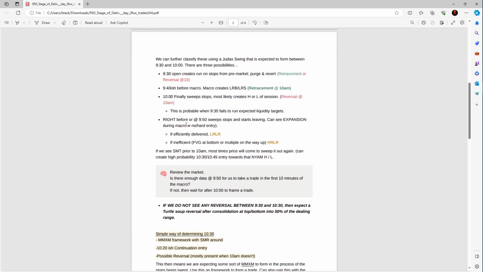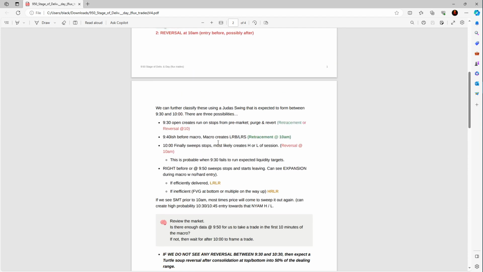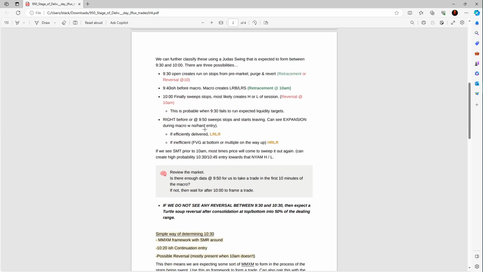Now, right before the macro timer, right at 9:50, if we run out stops right at 9:50, or maybe it's like 9:49-ish, same thing, and we start to leave, you can see an expansion move that does not really have a clean entry. So if it was efficiently delivered, you'll get a low resistance liquidity run, meaning it'll be quick. There's not really any retracement entry given, and we'll just expand to the target. And those kind of days are very hard to trade if you're new. I don't really like trading these kind of days either.